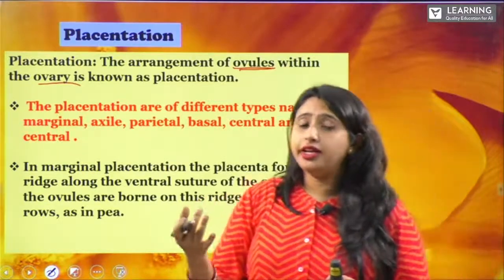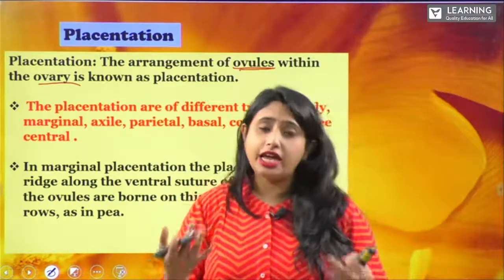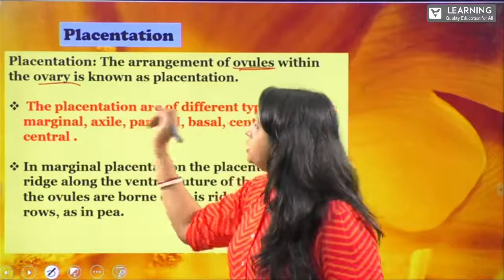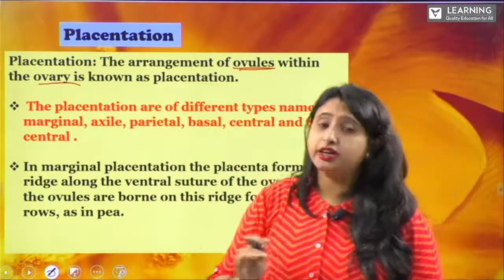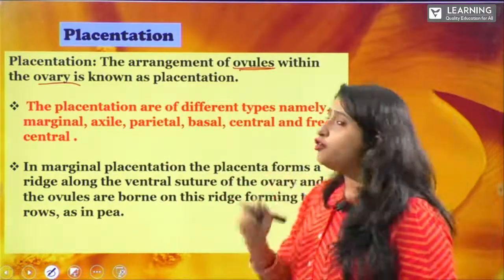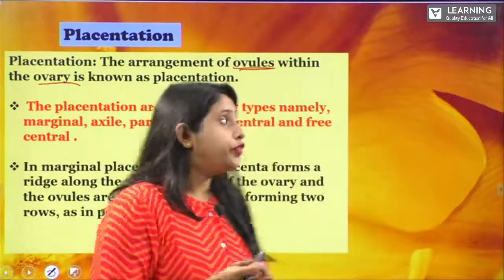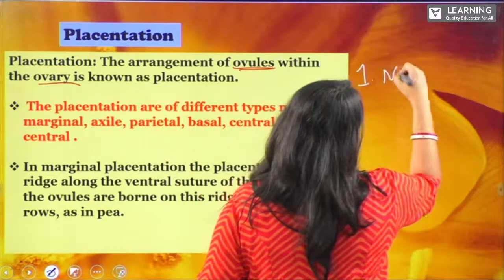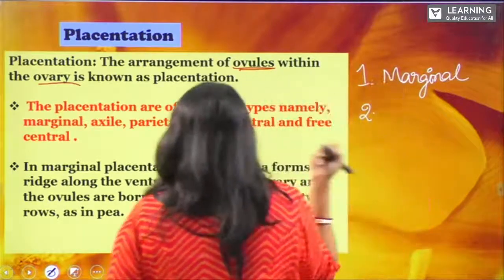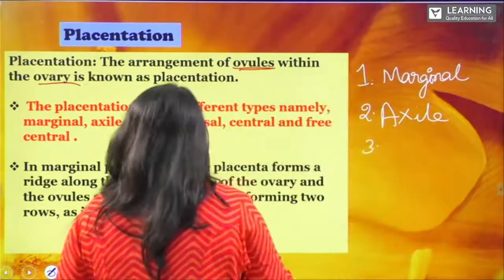As we learned in inflorescence about the arrangement of flowers, it is the same here, only it is the arrangement of ovules within the ovary. There are various types of placentation, mainly five types. What are they? The first one is marginal placentation. The second one is axile. Then the third one is parietal.